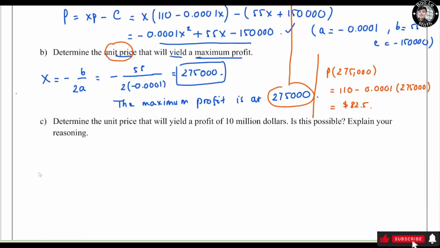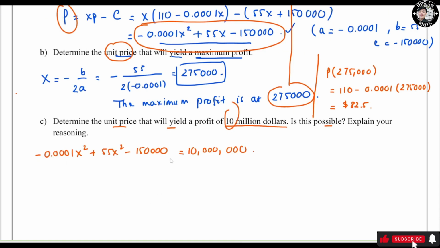Now let's move on to question C. Determine the unit price that will yield a profit of $10 million. Is it possible? Alright, so we just let this right here equal $10 million, right? It's going to be capital P right here. Now we're going to solve this quadratic equation, and make sure the discriminant is greater than 0, right? Now subtract 10 million from both sides and then simplify. Then we're going to multiply both sides by negative 1.